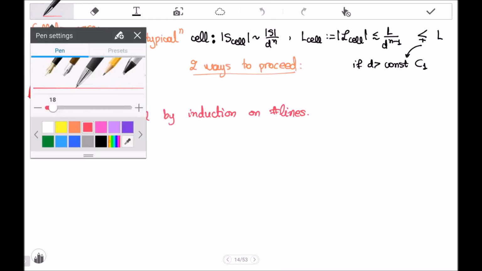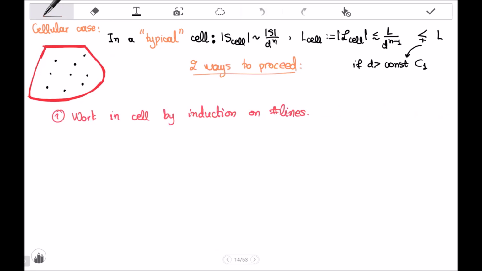So let's begin with the induction one. Remember, the goal was to show that the number of points is at most a constant C bar times the number of lines to the P, for some power P. Okay. So let's see how the induction could close, or if it always closes anyway.